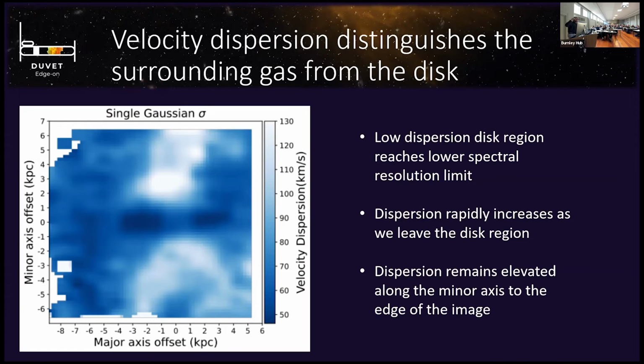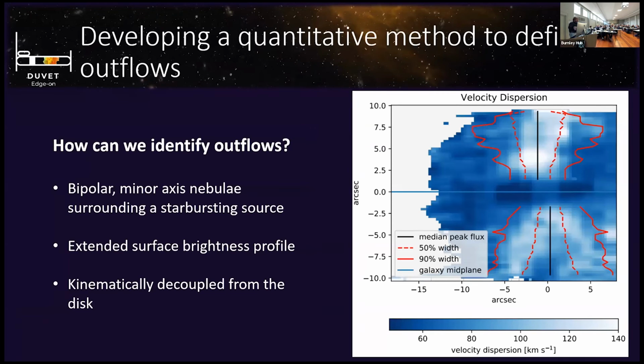We can also have a quick look at the velocity dispersion in the disk and the surrounding gas. And again, this is in the oxygen [O III] 5007 emission line. We can see the low dispersion disk right at the center of the image. We can see that dispersion increase really rapidly as we start to leave the disk along the minor axis direction, and it remains elevated right the way to the edge of the image. And so we can use this velocity dispersion to distinguish the disk from the surrounding gas. It's pretty cool. So we can start to build up this model of outflows as bipolar minor axis nebulae surrounding a starbursting source with an extended surface brightness profile that's also kinematically decoupled from the disk.